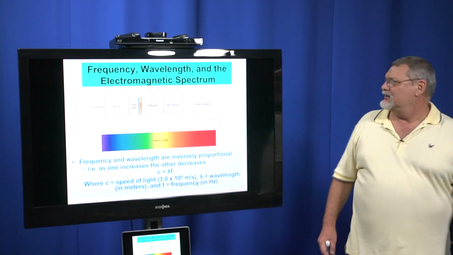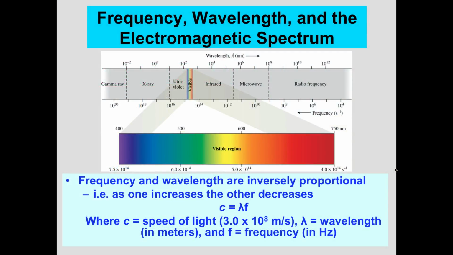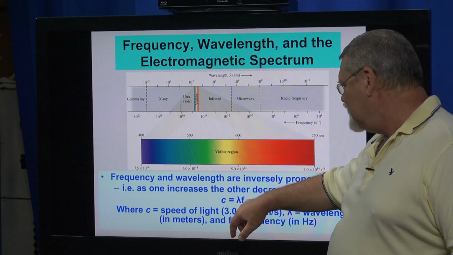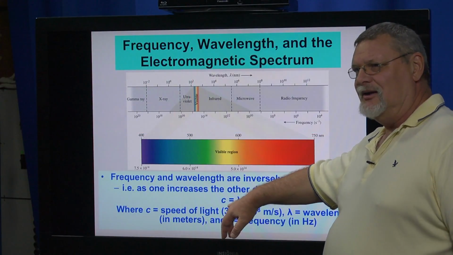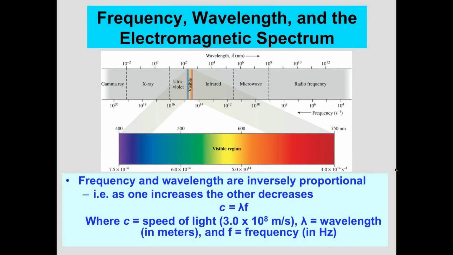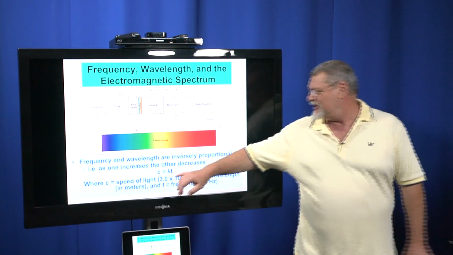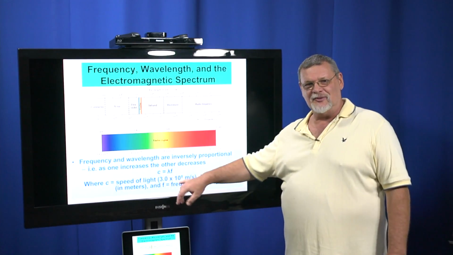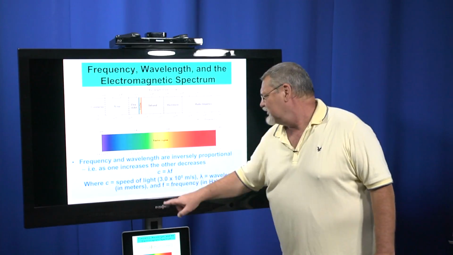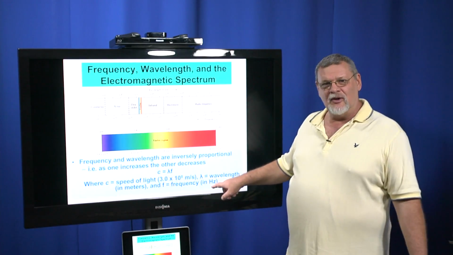And they're related by the fact that their product, the wavelength times the frequency, we're talking about electromagnetic waves, their product is the speed of light. So this is one of your first formulas, the speed of light. Speed of light for our class is 3 times 10 to the 8th meters per second. And wavelength is going to be in meters, and frequency is in hertz or 1/seconds.